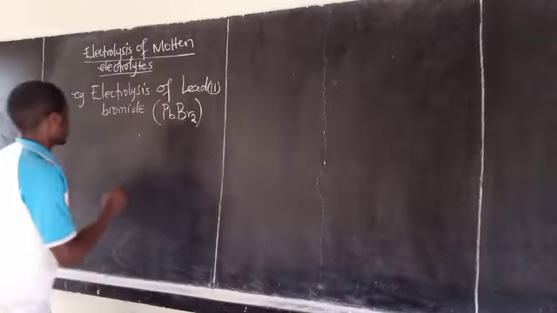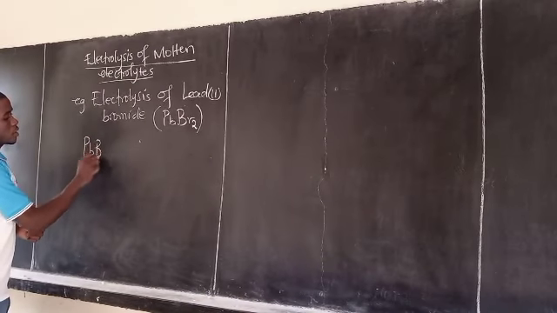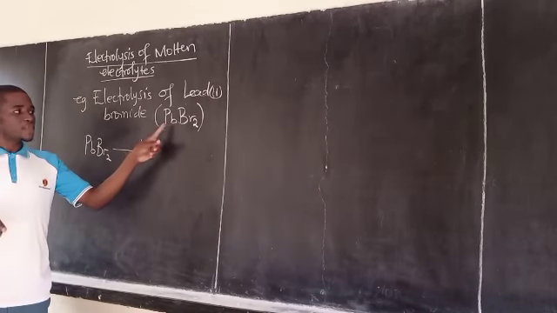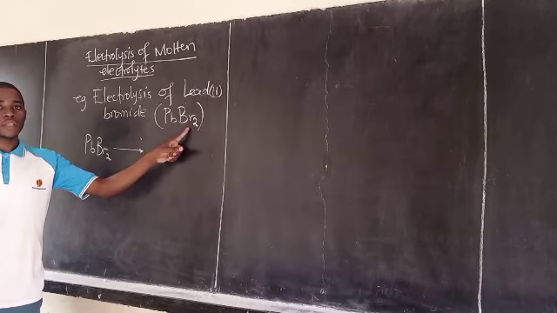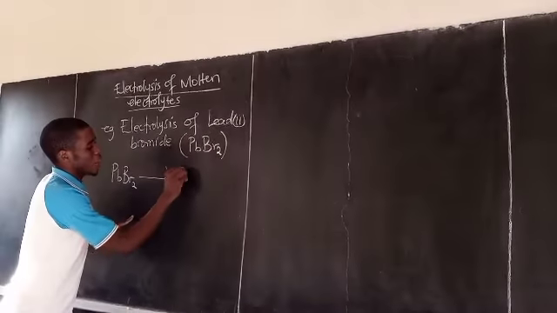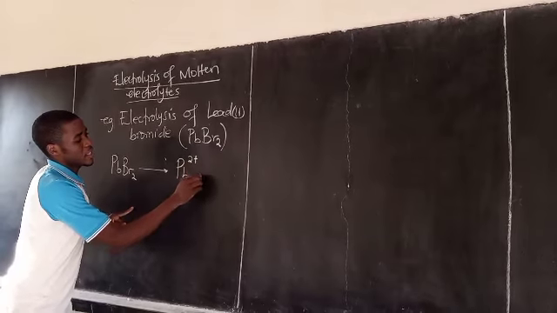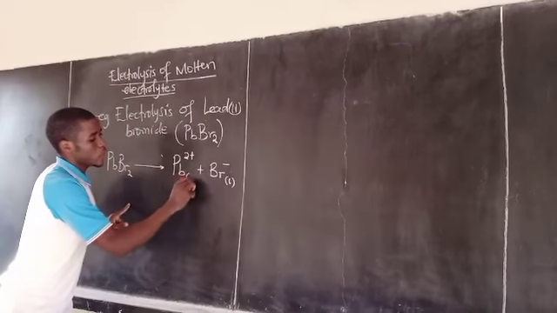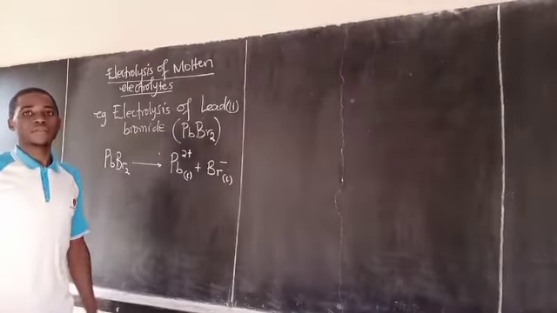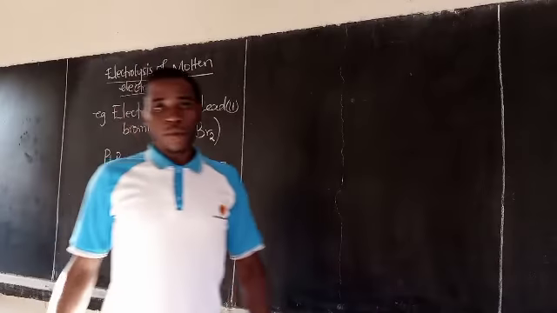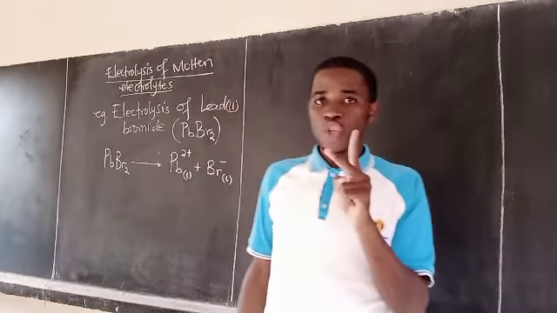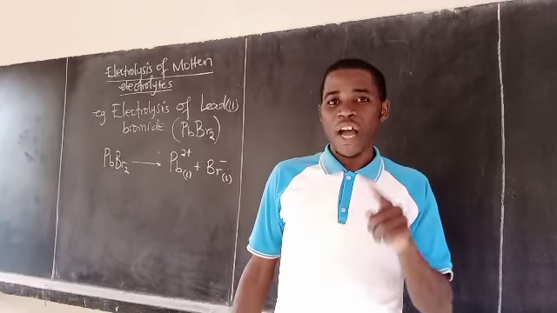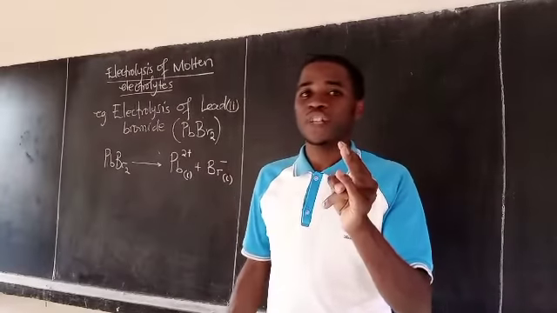When you melt it, you are trying to break the bond between lead and bromine to produce two ions, the lead 2 ions and bromide ions, which are in a liquid form because they are molten. You form 2 ions, only 2, no other added ion. We are looking at electrolysis. How does this substance conduct electricity?